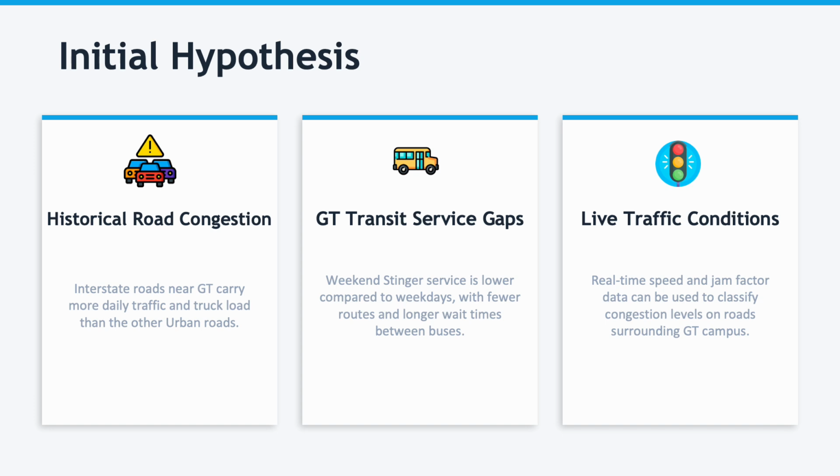Our initial hypothesis for historical road congestion: we think interstate roads near Georgia Tech will carry more daily traffic and truck load than other urban roads around Georgia Tech. For the transit service gaps, we think the weekend Stinger service will be a lot slower compared to weekdays due to fewer routes and longer wait times between buses. For the live traffic conditions, we think the real-time speed and jam factor data can be used to classify congestion levels on roads around Georgia Tech campus.